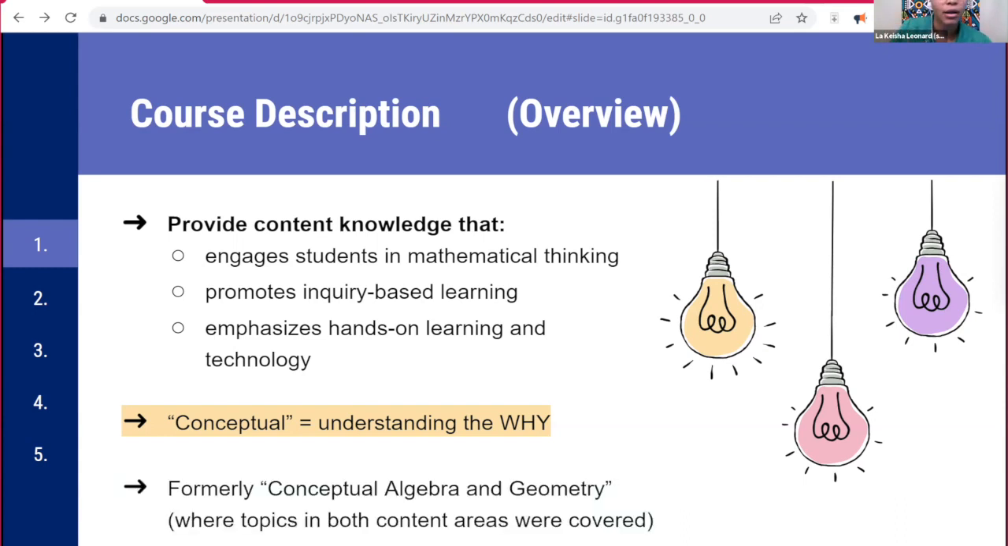Okay, just a heads up, conceptual algebra was once conceptual algebra and geometry. We eventually decided to break them into two. But either way, the topics in those two content areas were covered in the actual course. So now I only work with algebra, but back in the day, we kind of mixed the two together.